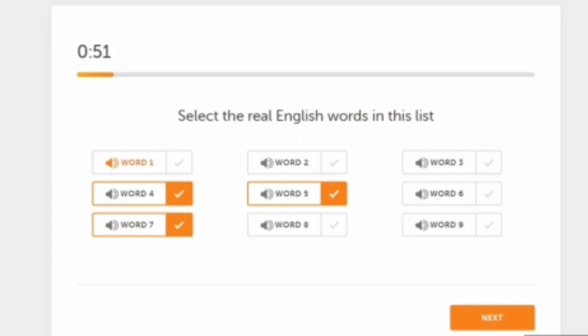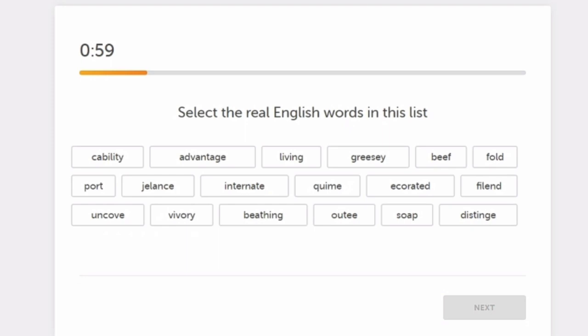Now we will see the next question. Now you can see we have the same kind of question again. We have to select the real English words in this list, but in this question we will not hear anything. We just have to read and see which are English words, and then select them in the given time period. So let's get started.